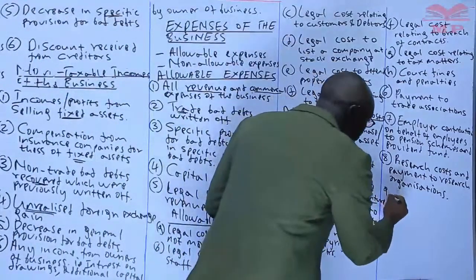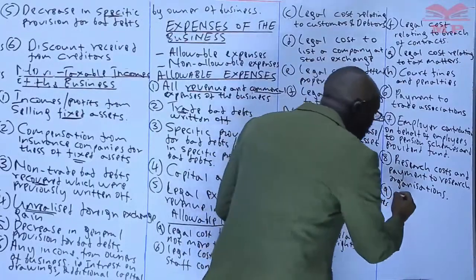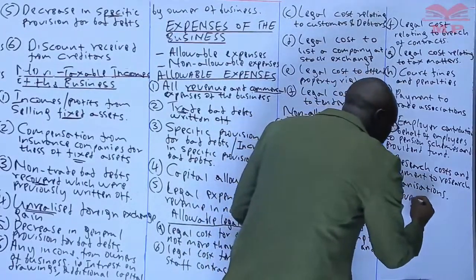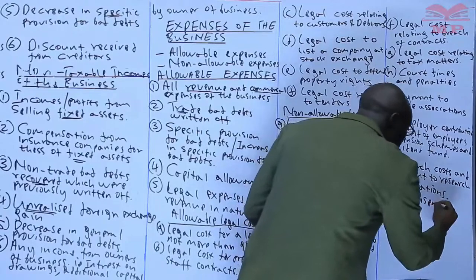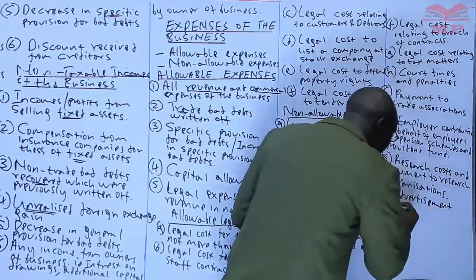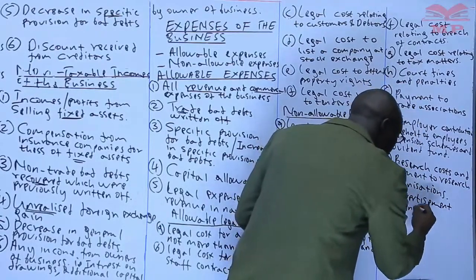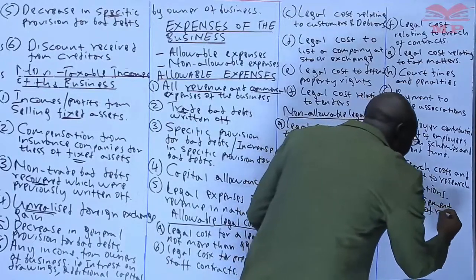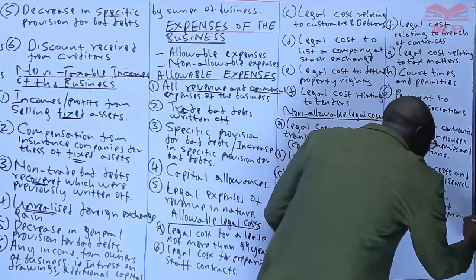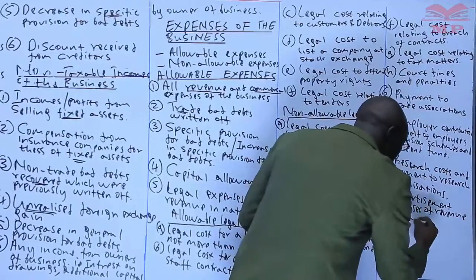Number 9, we have advertisement expenses of revenue in nature.